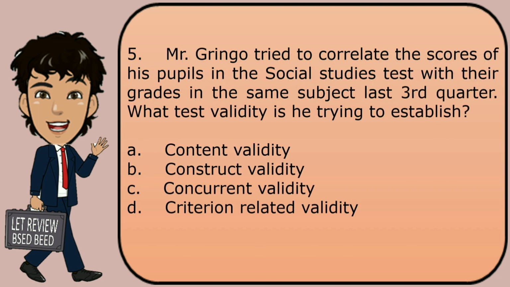5. Mr. Gringo tried to correlate the scores of his pupils in the social studies test with their grades in the same subject last third quarter. What test validity is he trying to establish? A. Content validity. B. Construct validity. C. Concurrent validity. D. Criterion-related validity.